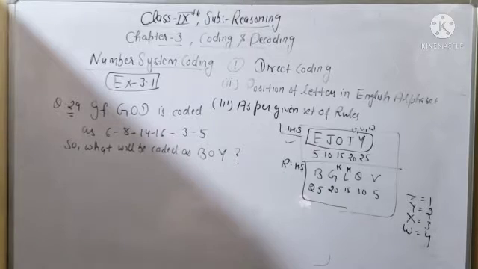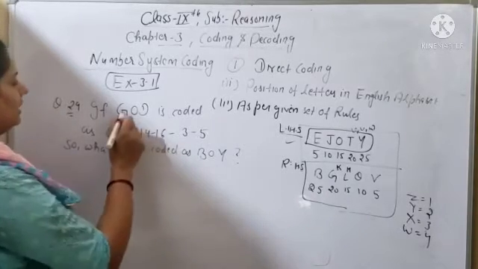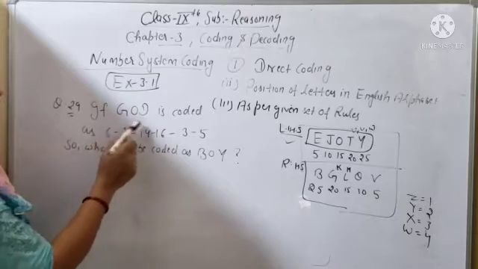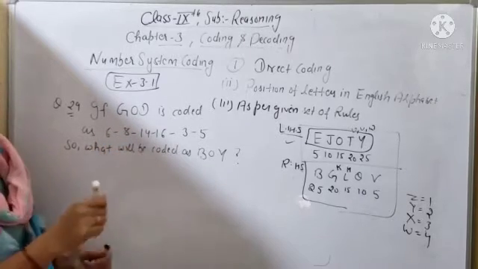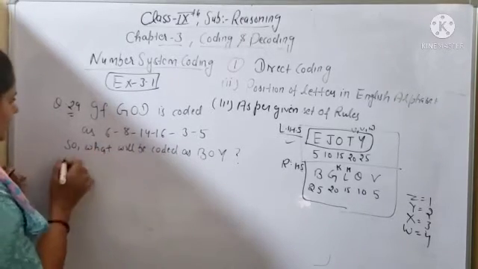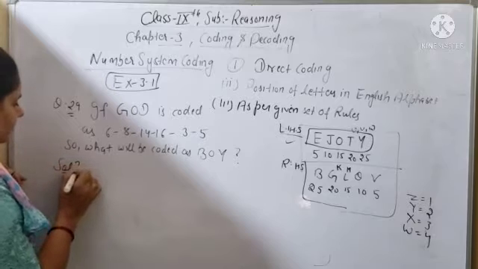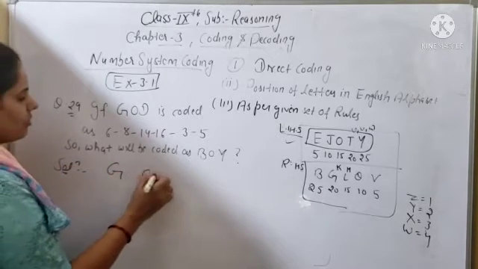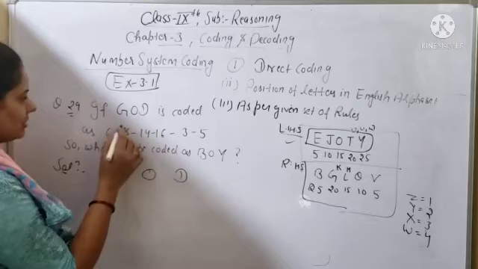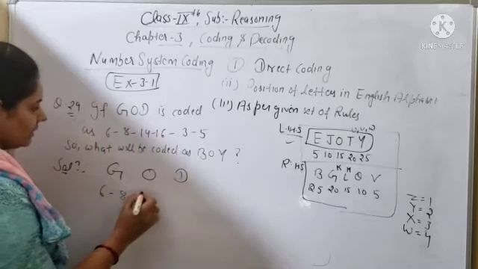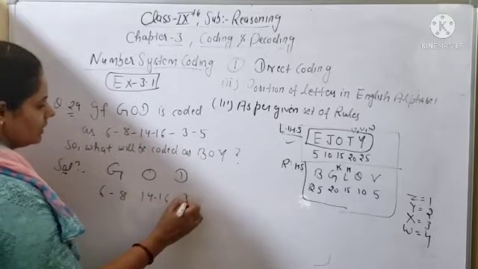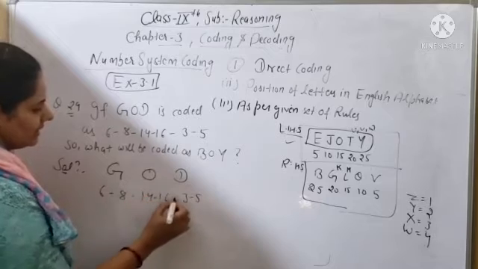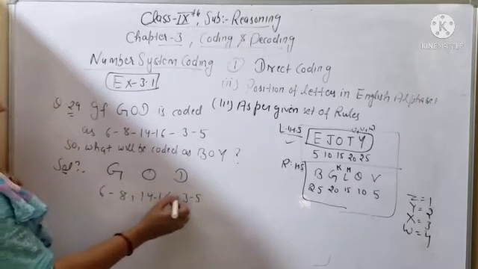So first you will check how the word GOD is written in the coded language: 6, 8, 14, 16 and 3, 5. Simply, beta, first you will write the solution like that. You will write G-O-D. I have divided this one like that: 6, 8, 14, 16, 3, 5. Clear?